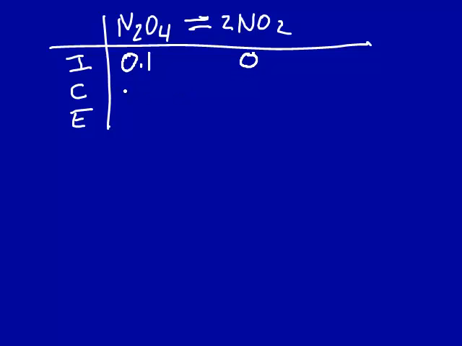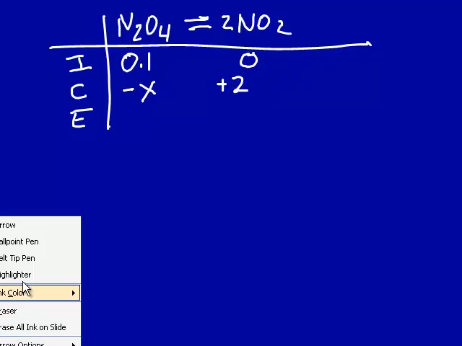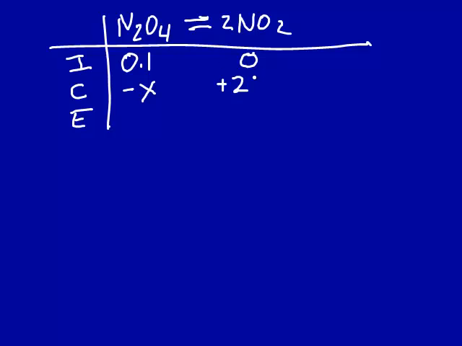And initially we have none of this. Looks pretty straightforward here. It'll be minus x, and there'll be a plus 2x here. And let me use the eraser function. Yeah, that's kind of cool. Okay, so plus 2x. That's a 2 there because there's a 2 there. At equilibrium, it's initial plus the change, so this is just 2x.